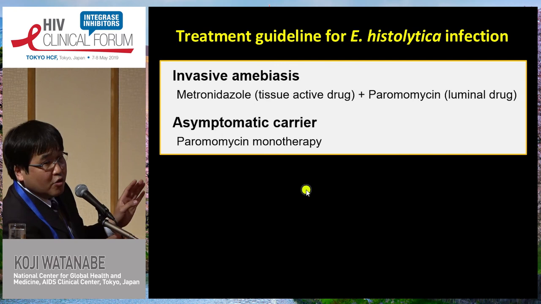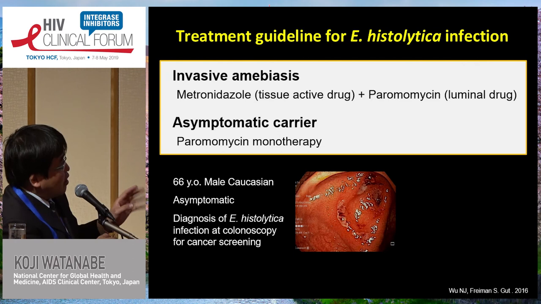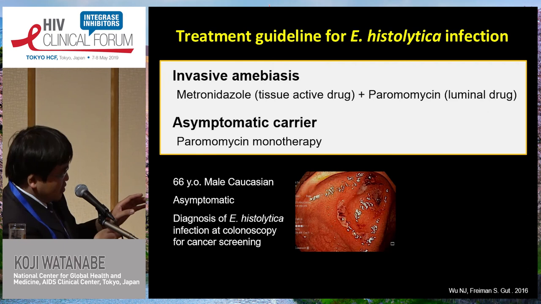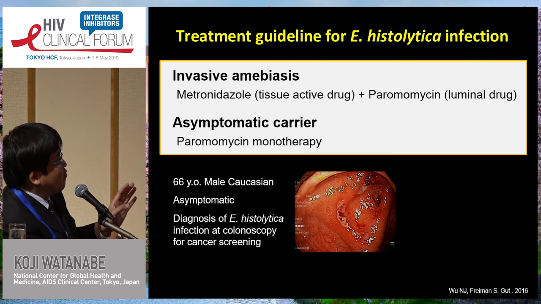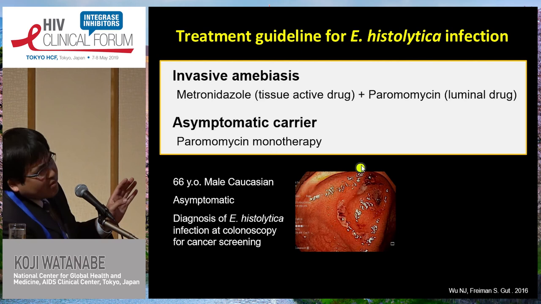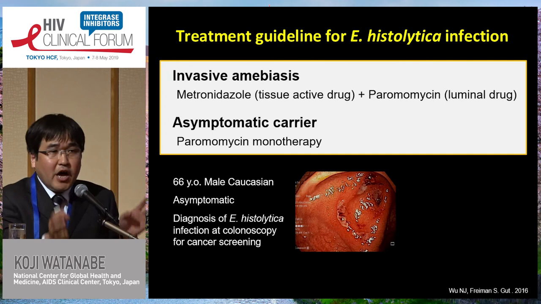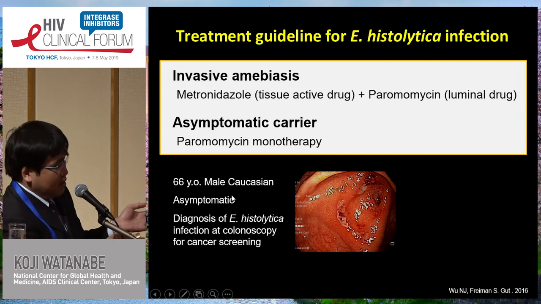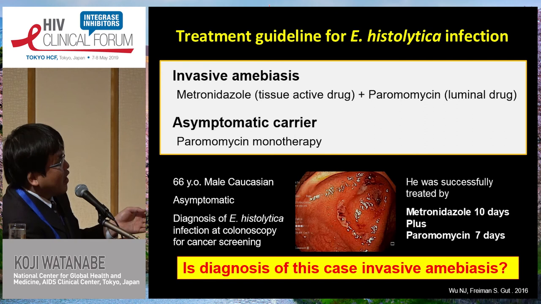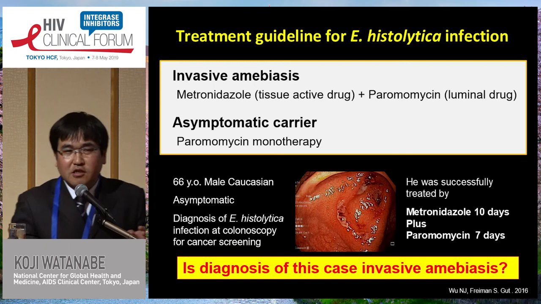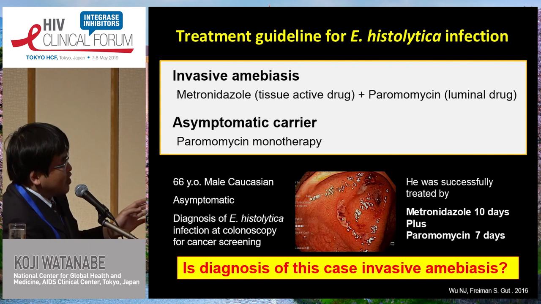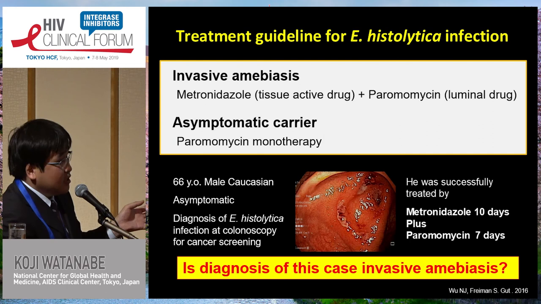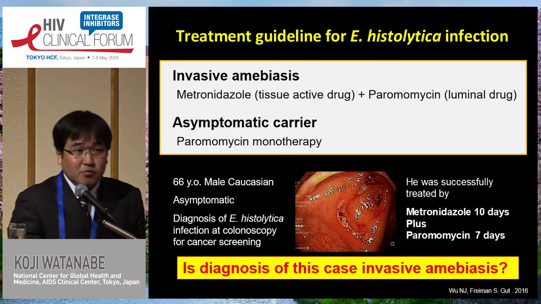But this is one case report from a European country. This case is a 66-year-old male Caucasian, asymptomatic, but he was diagnosed with E. histolytica infection at colonoscopy for cancer screening. It is not clear, but you can find an ulcer, though he's asymptomatic. The clinician can choose invasive disease or asymptomatic carrier, and he was successfully treated with metronidazole and paromomycin. So this case is maybe an asymptomatic carrier, but if the clinician sees an ulcer in the large intestine, they think invasive disease. So is the diagnosis of this case invasive amoebiasis or asymptomatic carrier? We don't have an answer.